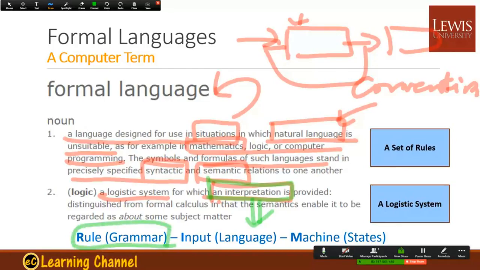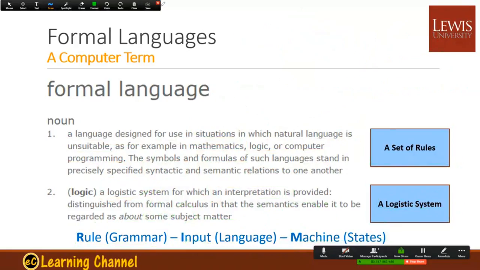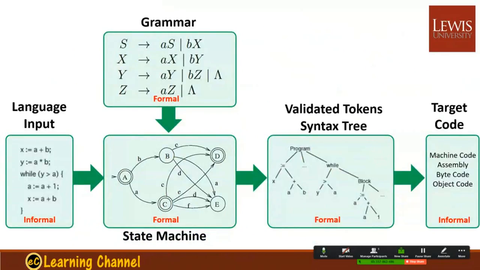Basically, we have grammar as a syntactic. We have machine that will run for it, and then there is a language for people to do programming, follow the grammar, and then verified by the machine. So basically, a formal language is a set of rules, is a logistic system in combined. So here is a very clear idea of what a formal language can be used.